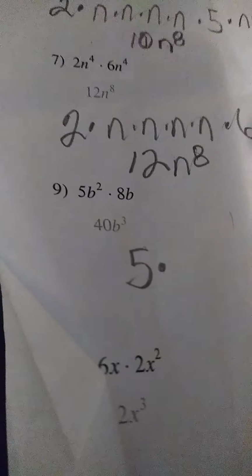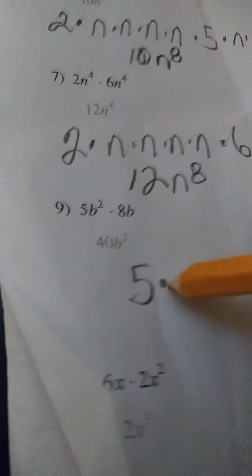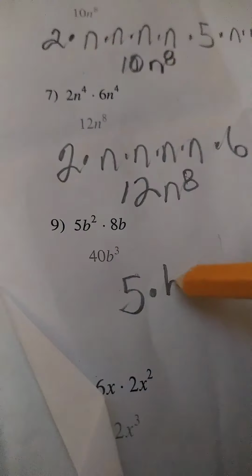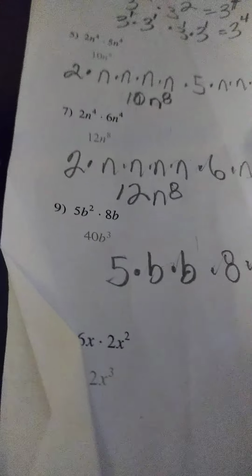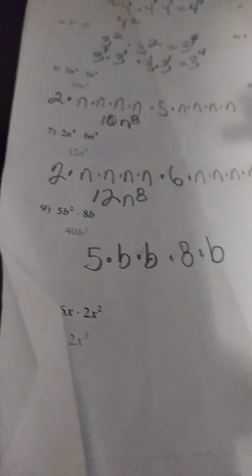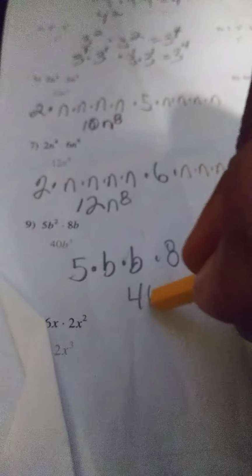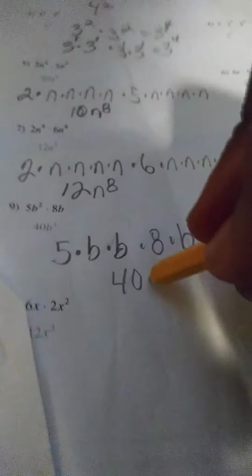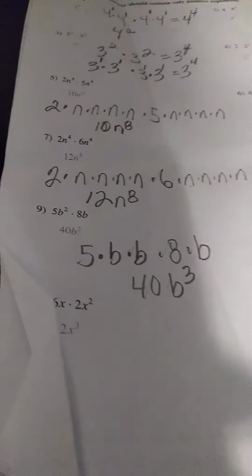That says b squared, so that's 2 b's. That's b times 8 times b. So what is 5 times 8? 40. And then b times b times b is b to the third power. Well, that is a quick video on how to do these problems.